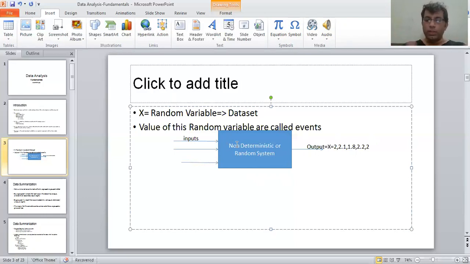Now, the way the system works could be a very simple type of thing. I mean, it could be a very simple system, or it could be a complex scenario as well. And in this course, we would try to understand the analysis of some simple random systems and the analysis of some complex random systems as well. So that's how these things work. I hope this introduction is understandable to everybody. So let's proceed further.